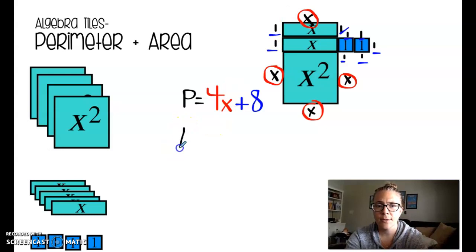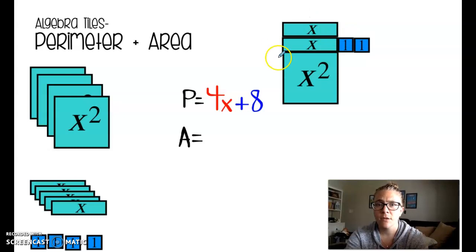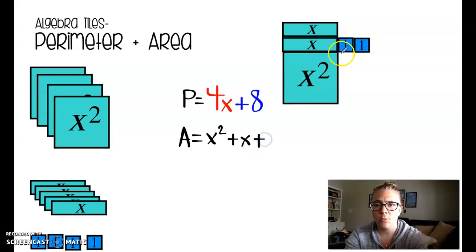Okay, so now I'm going to do area. And I need to remember that to find the area of algebra tiles, I need to just look at my tiles because they're already named based on their area. So I have 1x squared. I also have an x sitting on top of that one, plus these two ones tiles, and then I have another x tile on top.